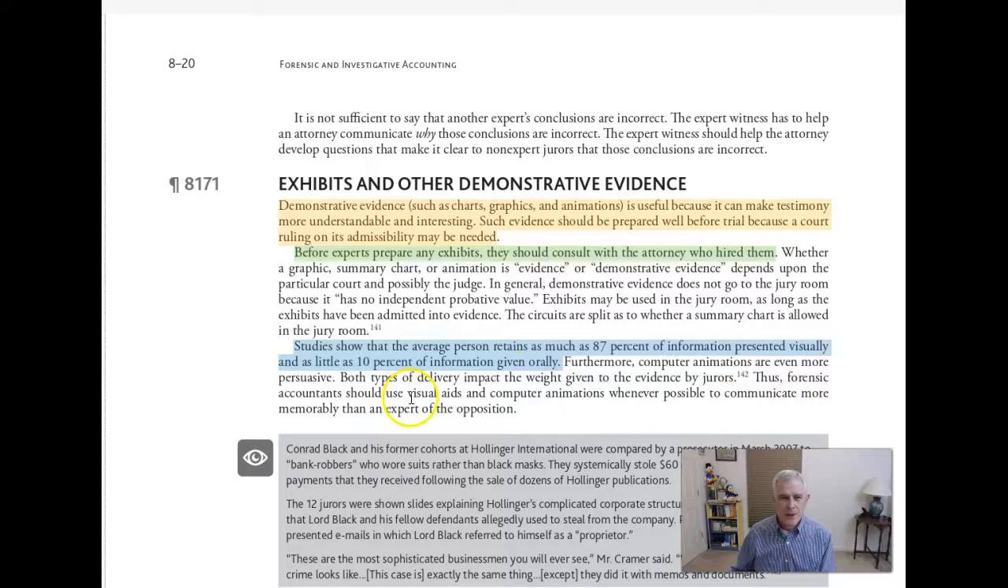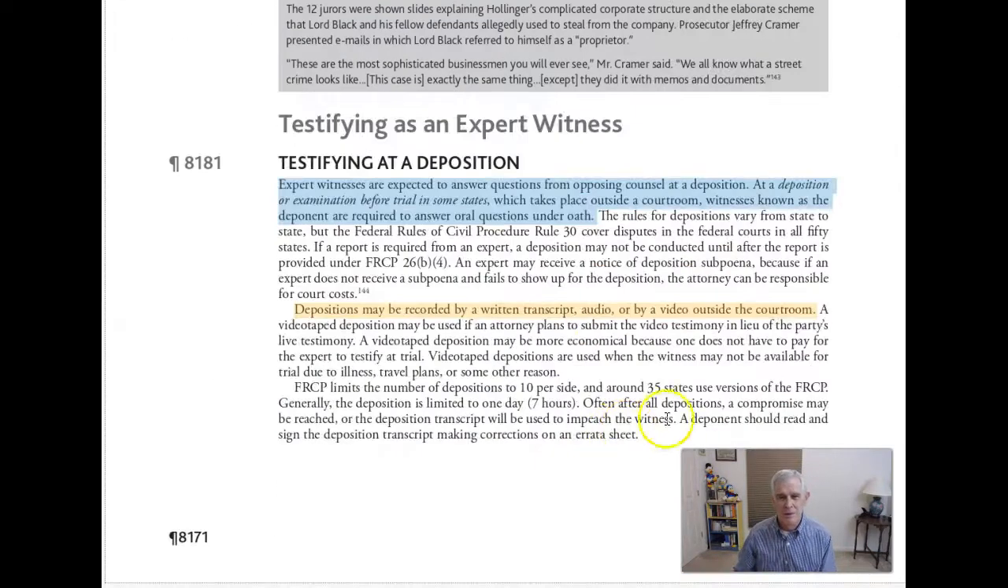This is interesting. Studies show that the average person retains as much as 87% of information presented visually, and as little as 10% of information given orally. So if they can see something, that's a picture in their mind. 87% retention rate. Just talking, just 10% retention. So sometimes these are very, very good.